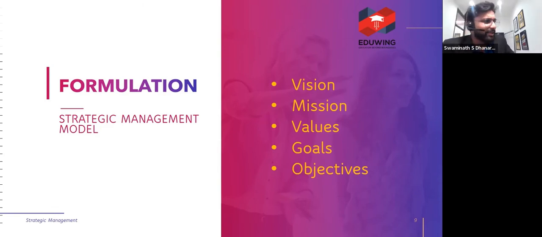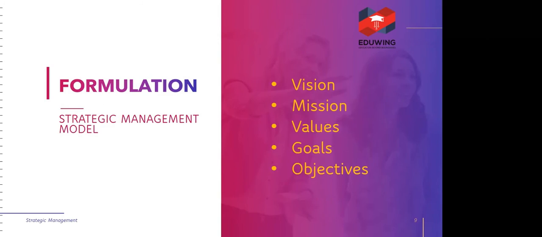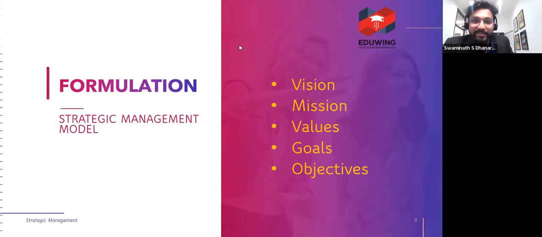For example, Eduwing Education has a value: zero wrong commitment. Eduwing Education won't give any wrong commitment to any student. So this is one of the values. It's called a value system. So every organization must have a vision, a mission, and values, and goals very related to the vision. To educate 1,000 students or 10,000 students must be a goal. The vision can be broken into goals: goal one, goal two, goal three, goal four, goal five. All these goals will be achieved to achieve the vision.